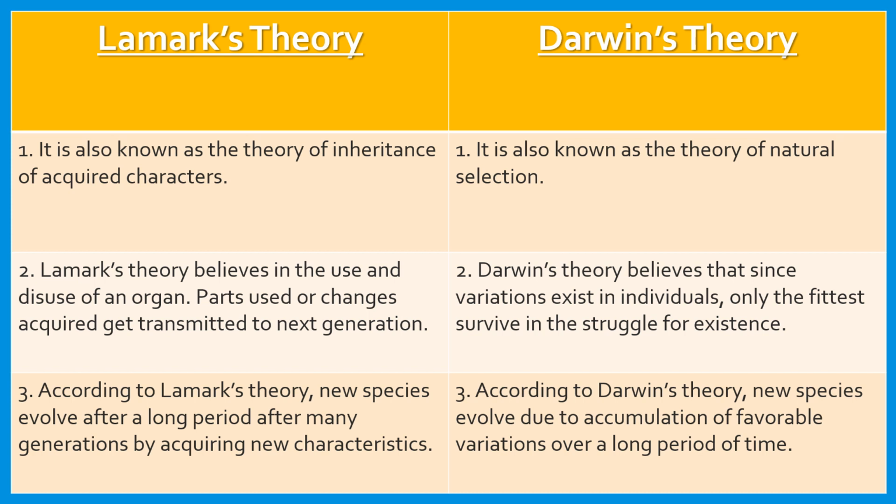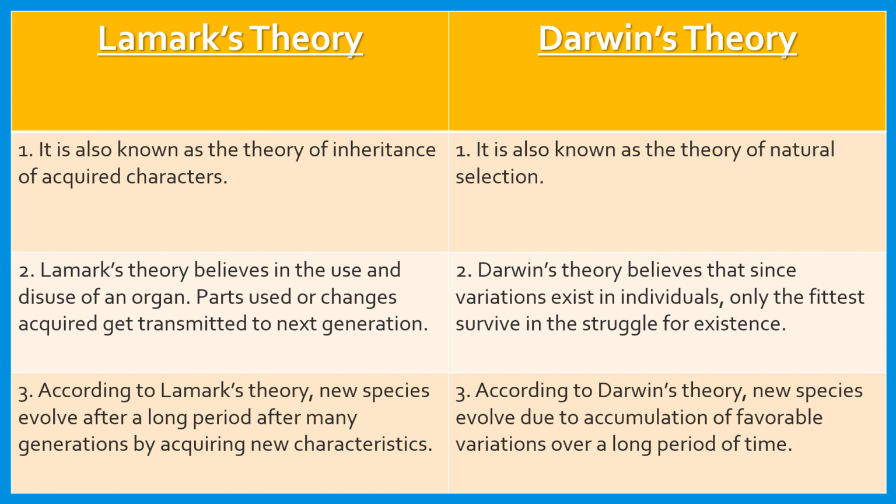Let us now discuss a differential account of Lamarck's theory and Darwin's theory. Lamarck's theory is also known as the theory of inheritance of acquired characters, but Darwin's theory is known as the theory of natural selection. Lamarck's theory believes in the use and disuse of an organ. Parts used or changes acquired get transmitted to the next generation, but Darwin's theory believes that since variations exist in individuals, only the fittest survive in the struggle of existence.